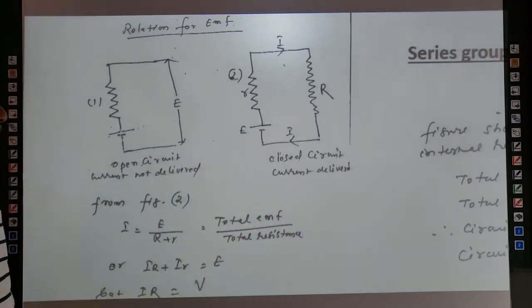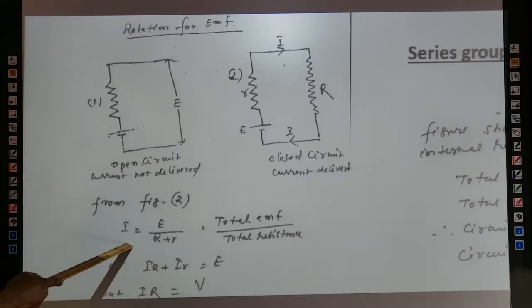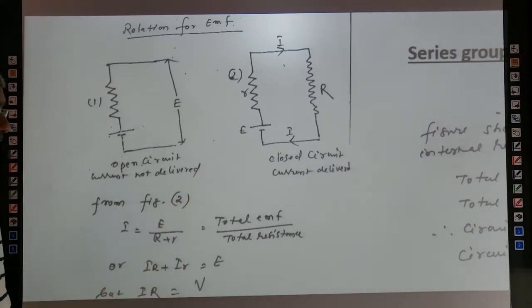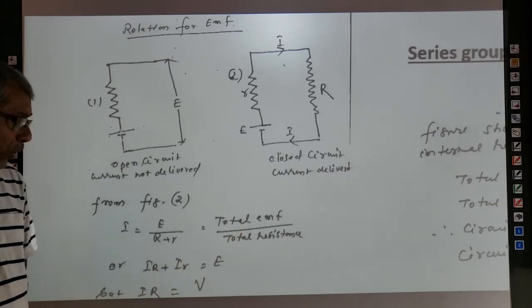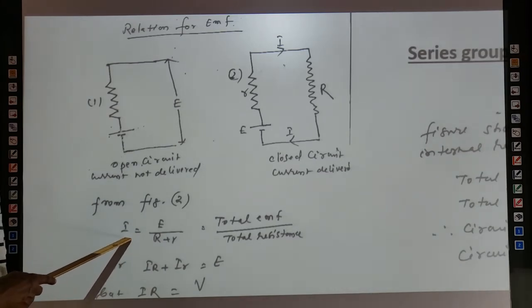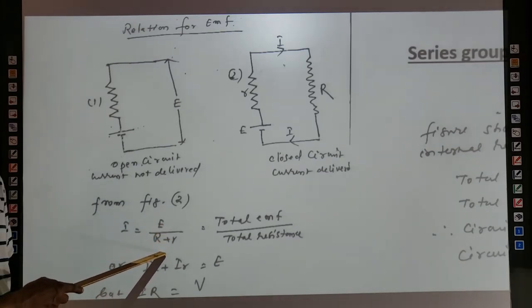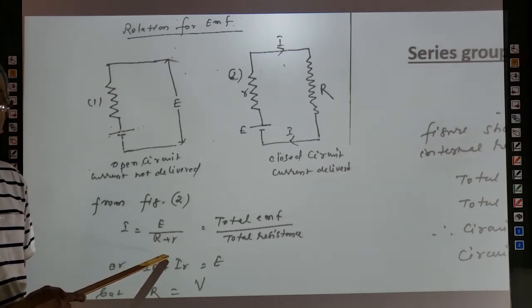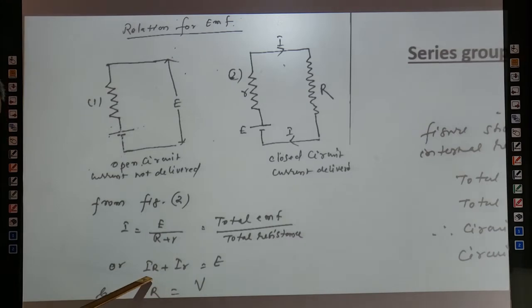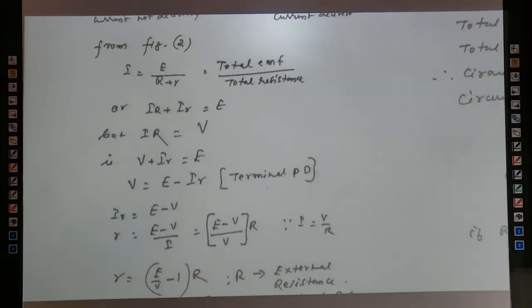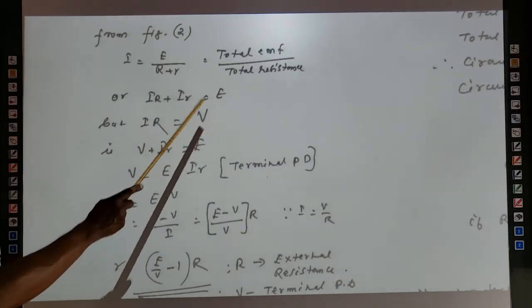From figure 2 we can write that the total current I is equal to the total EMF divided by the total resistance. This is a common relation we always use. Total resistance is equal to external resistance plus internal resistance. That is IR plus Ir is equal to capital E, right? But small I into capital R is equal to V.